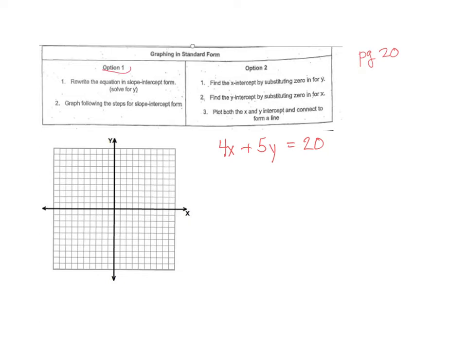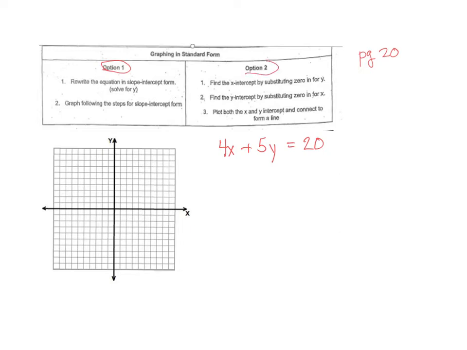So option 1 here is probably the option we are most familiar with. It is to rewrite the equation into slope-intercept form, solve it for y, and then plot the intercept and plot the slope and graph from there. We've been doing it this year, we've been doing it last year, very familiar with slope-intercept form.